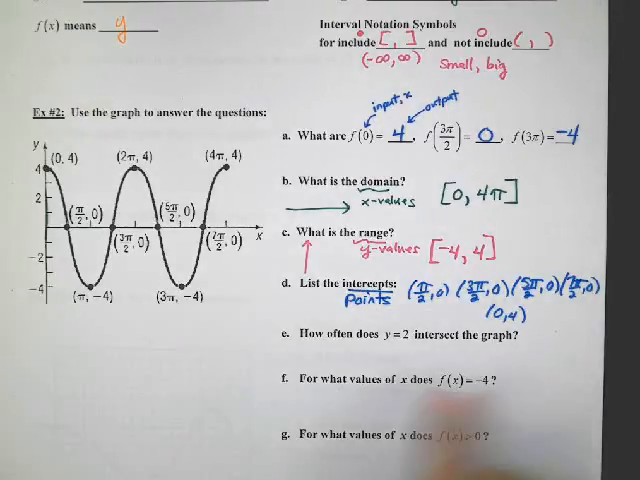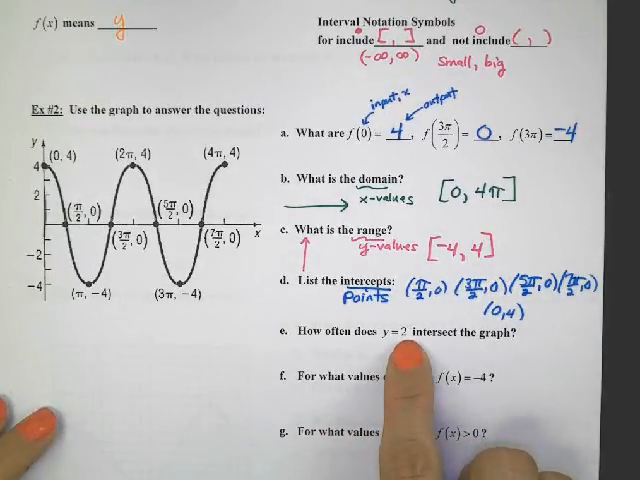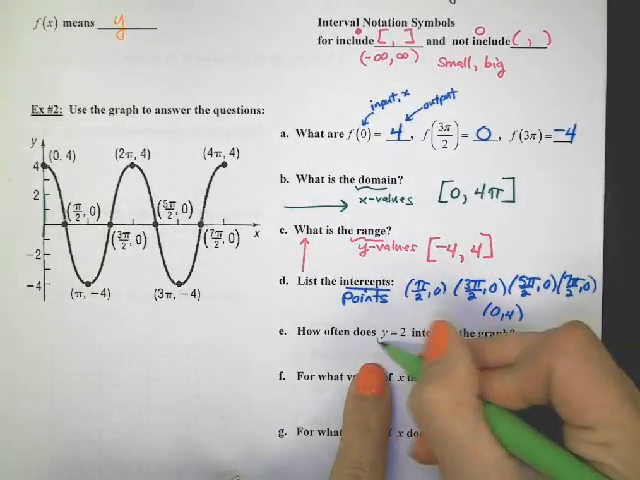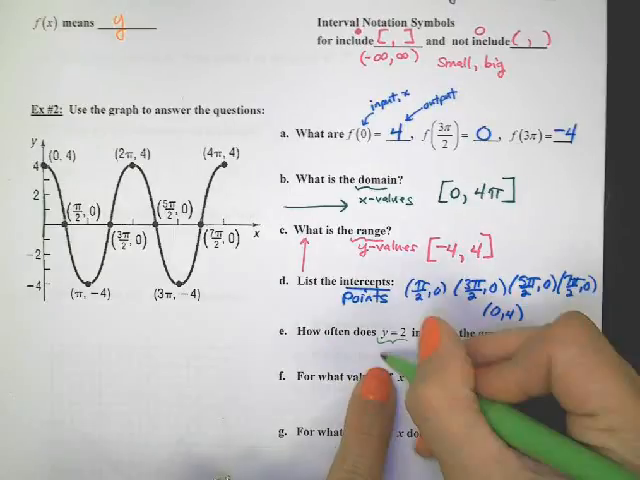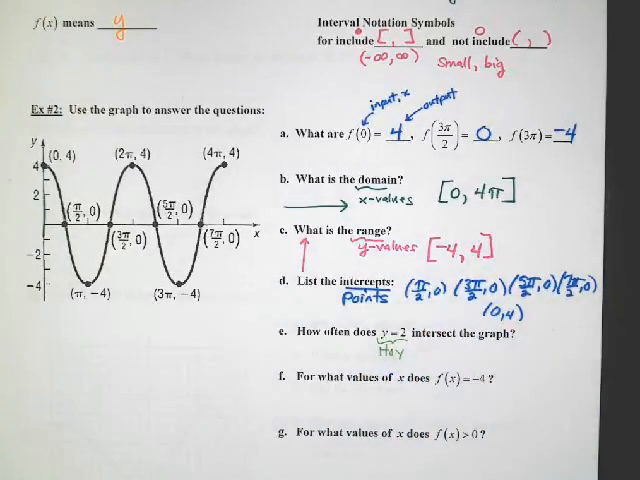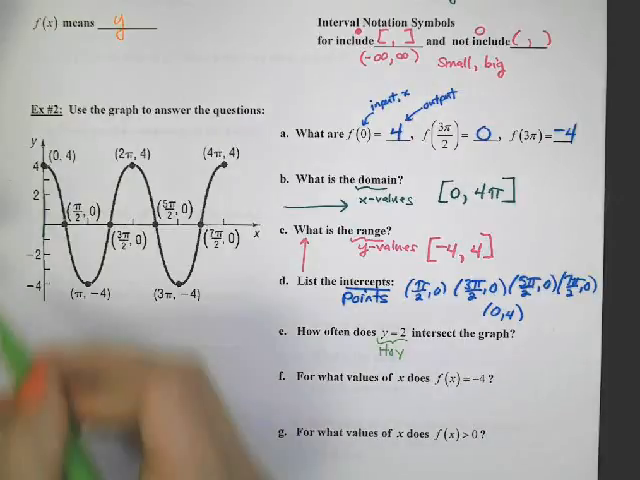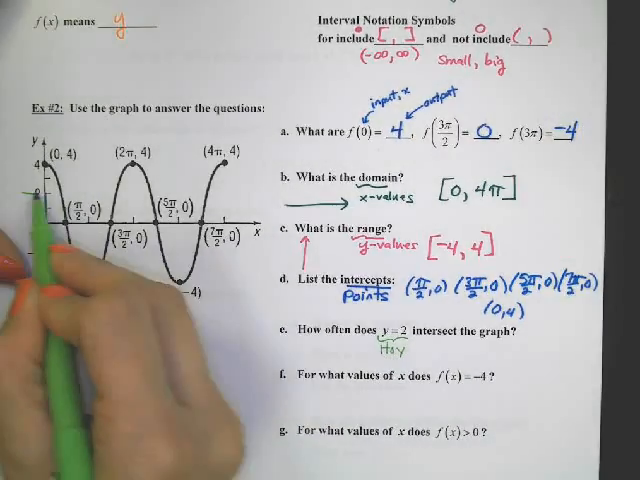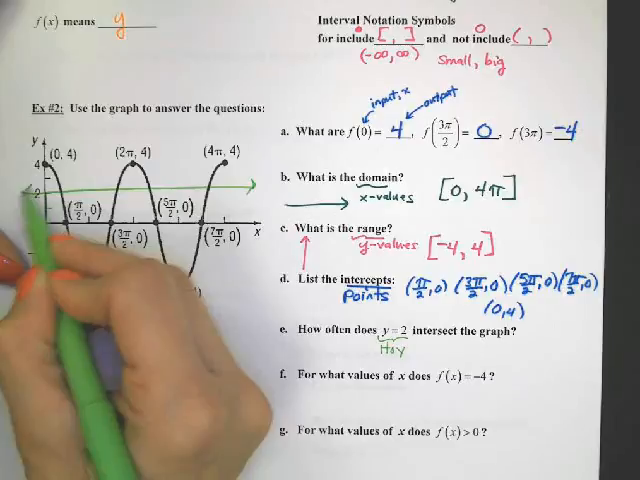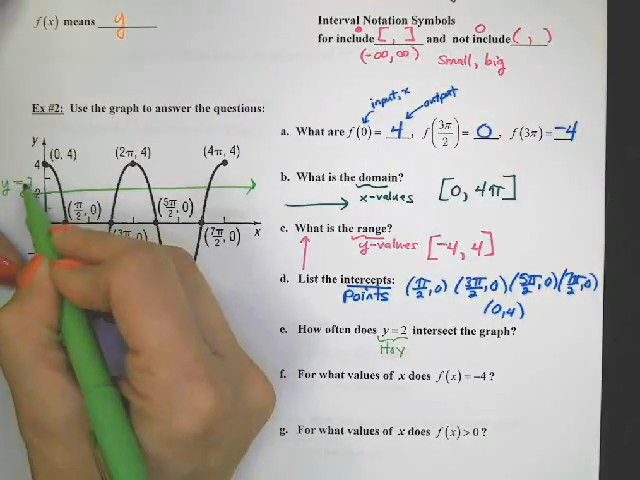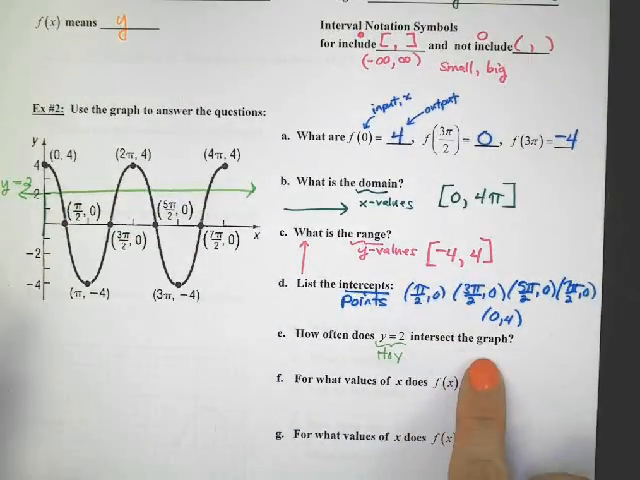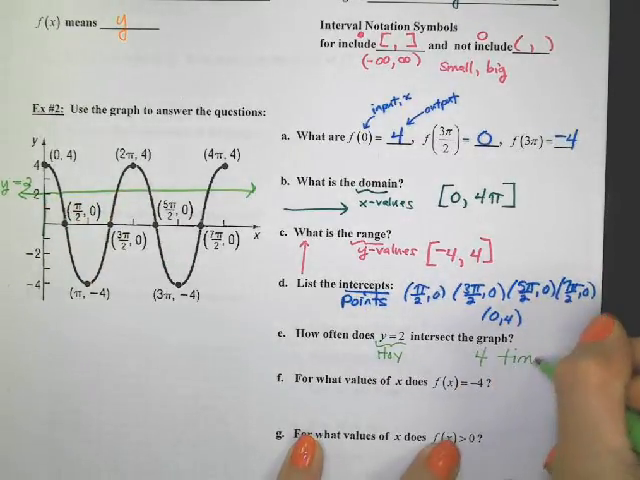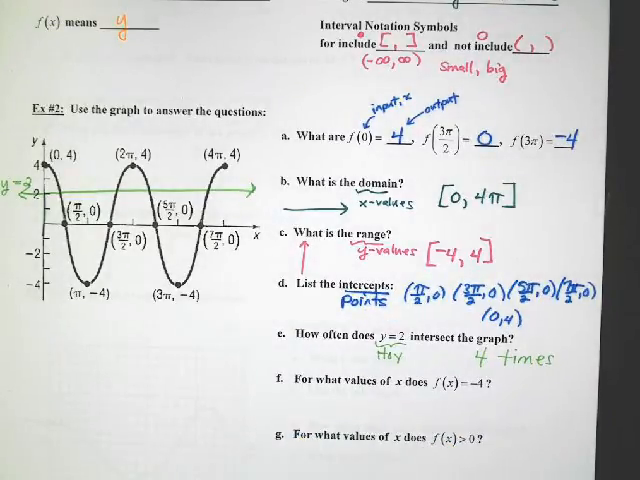Now they have a question about how often y equals 2 intersects the graph. What is y equals 2? Y equals 2 is the equation of a line. That's a horizontal line. So I'm going to go to 2 and draw this horizontal line for you. Now that you see the line y equals 2, how many times does it intersect the graph? 1, 2, 3, 4 times. That was an easy question as long as I remembered what y equals 2 looks like.